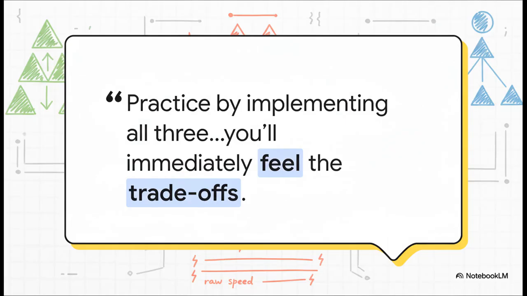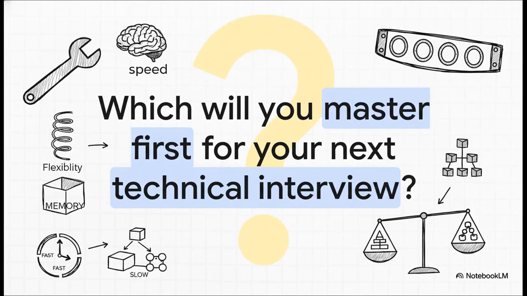Look, we can talk about this all day, but the single best way to really get these trade-offs is to get your hands dirty. Seriously, try implementing all three on the same dataset. You will immediately feel the difference. The elegance of the Fenwick tree, the raw power of the segment tree, and that insane speed of the sparse table.